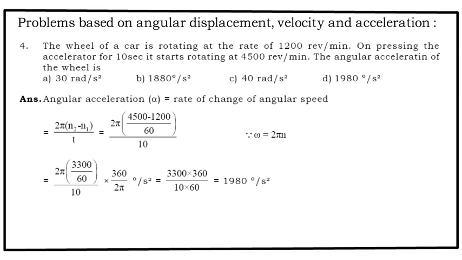So what is the expression? Omega 2 would be 2 pi n2. Omega 1 would be 2 pi n1 upon t. So that is 2 pi (n2 minus n1) upon t. Substitute all the values given in the problem. You get the answer as what? 1980 degrees per second square.